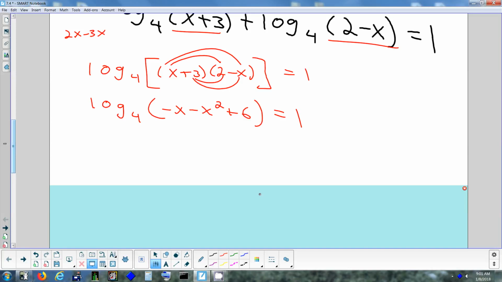Okay, that's the only thing that you can do that's left. So we have 3 things, right? There's our base, there's our argument, that's the thing on the other side. All right. So Brian, what's my base? 4 is my base.